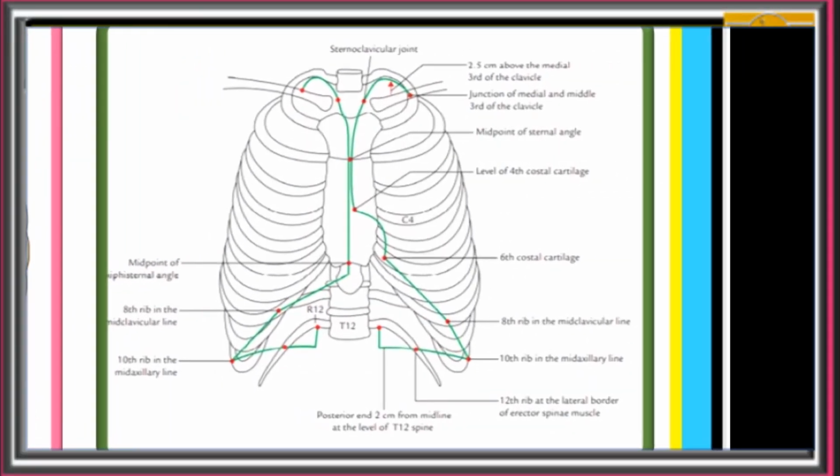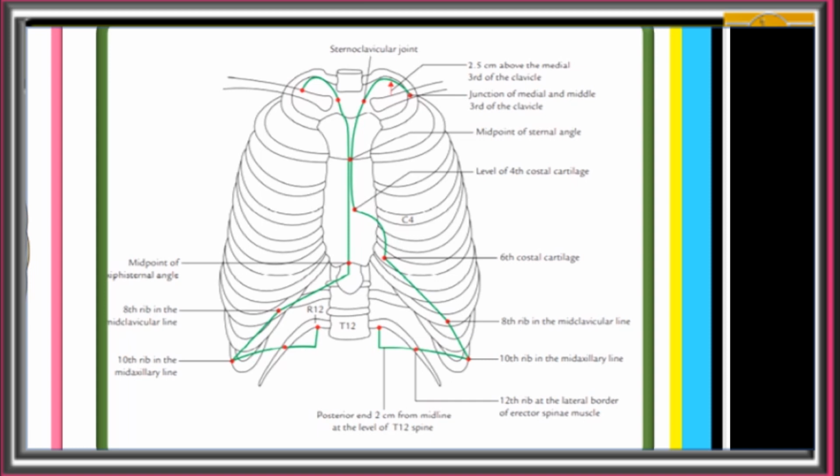So we remember that the sternal line of pleural reflection stopped actually at the xiphisternum. This inferior line will start from the xiphisternal joint, of course behind the xiphoid process. It will cross the 8th costal cartilage in the mid-clavicular line, and also cross the 10th costal cartilage in the mid-axillary line, and then it also crosses the 12th rib at the lateral border of the erector spinae muscle.